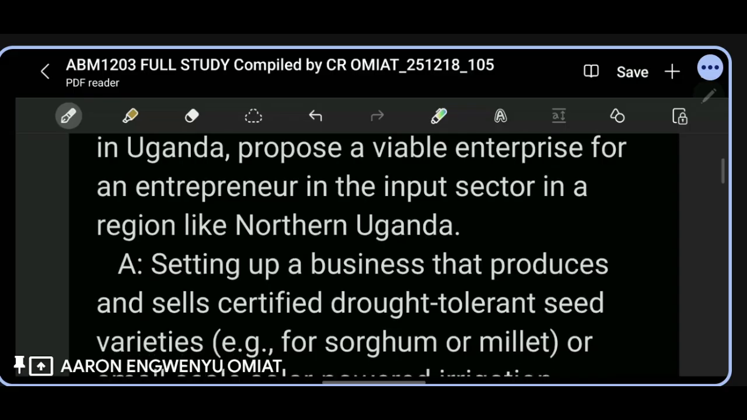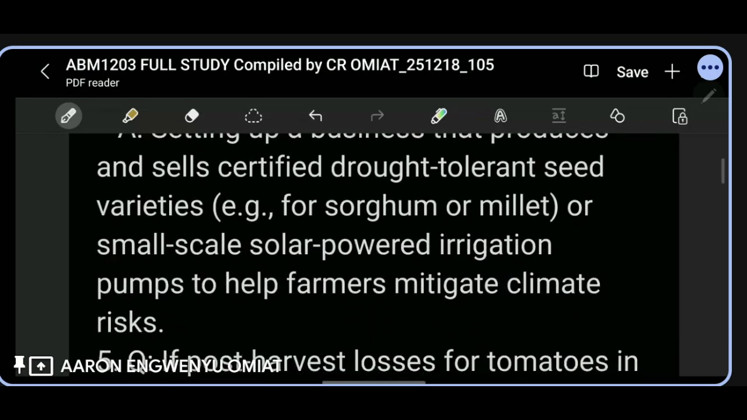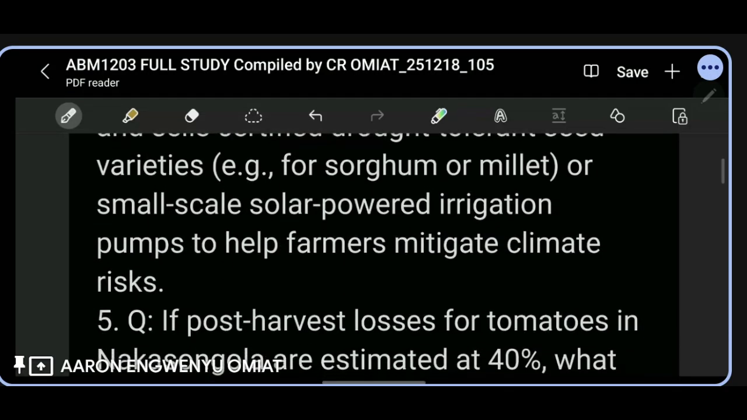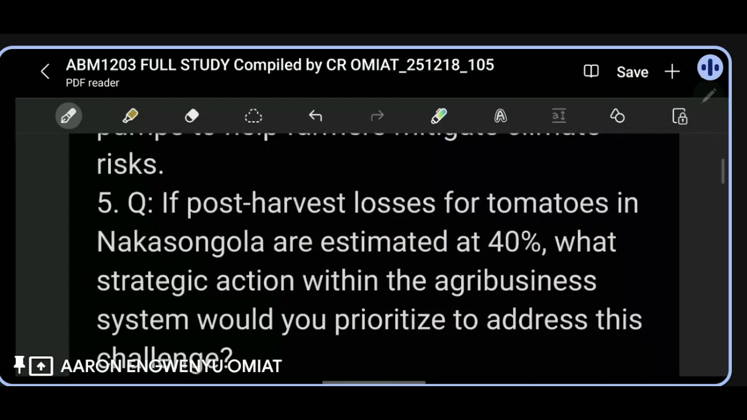Young, welcome. The next question is yours. If post-harvest losses for tomatoes in Nakasongola are estimated at 40%, what strategic action within the agribusiness system would you prioritize to address this challenge? Yes, Ediangu.